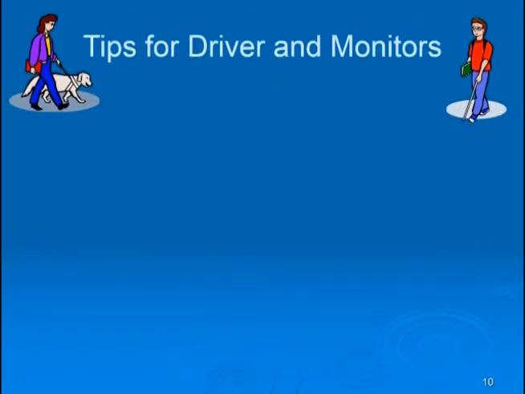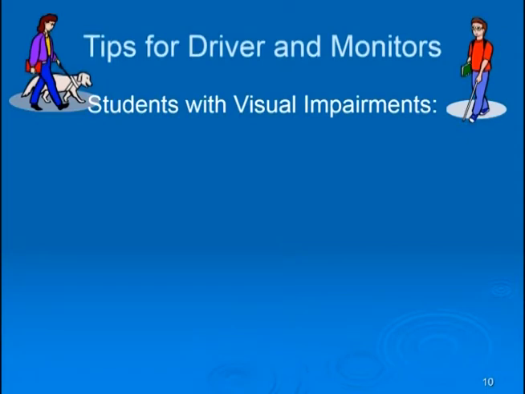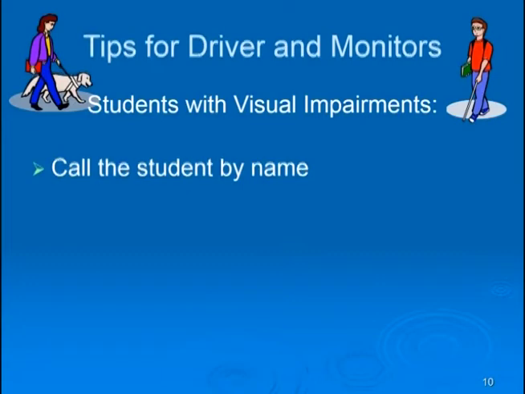Let's consider some tips for students that have visual impairments. Call the student by name. You don't need to yell because they're not deaf. Since the students can't see you looking at them, they won't know you're talking to them if you don't call them by their name. Give clear directions for what you want done.